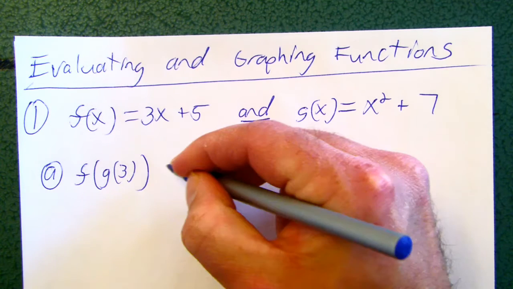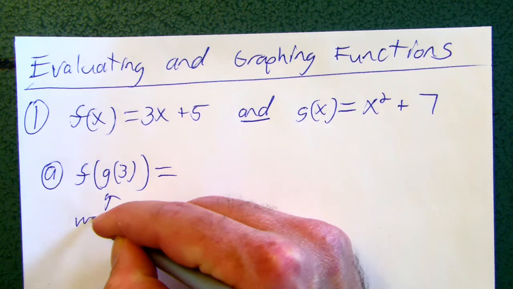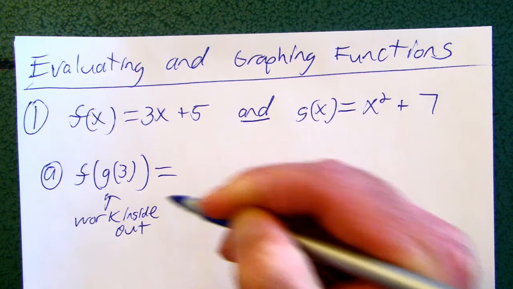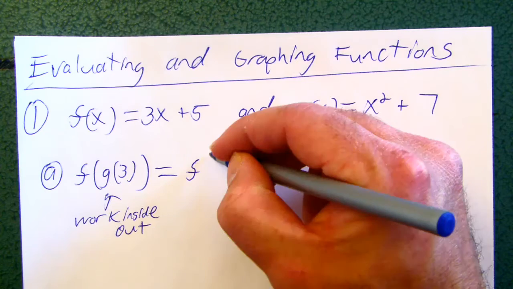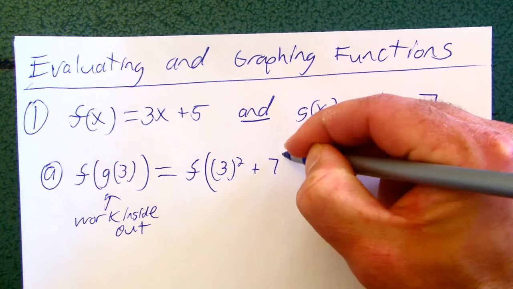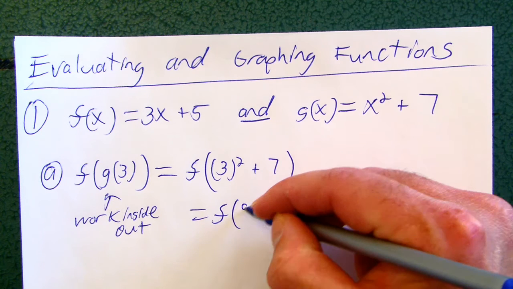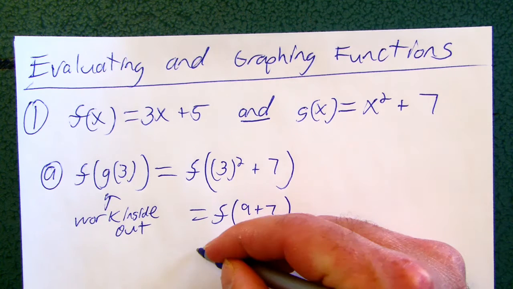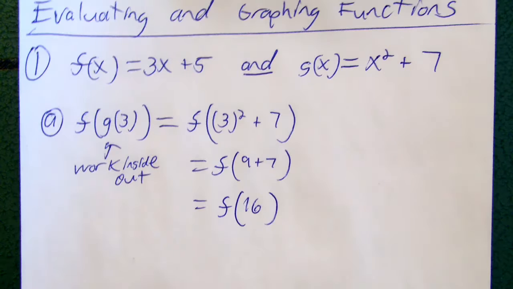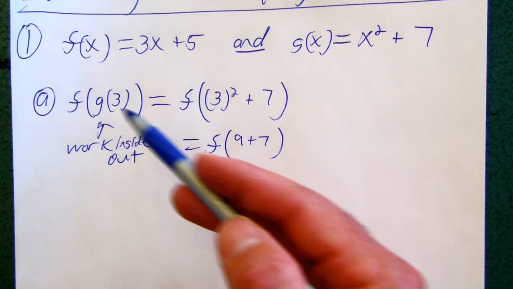So what that means is we're going to work from the inside out. So first up, I'm going to have f of g of 3. So g of 3 is going to be 3 squared plus 7. So that means I get f of 9 plus 7. So now I'm figuring out f of 16. So now I'm right back to where I started here. I'm figuring out f of 16. Got a brand new problem here.